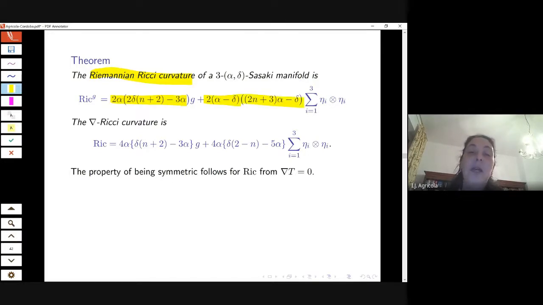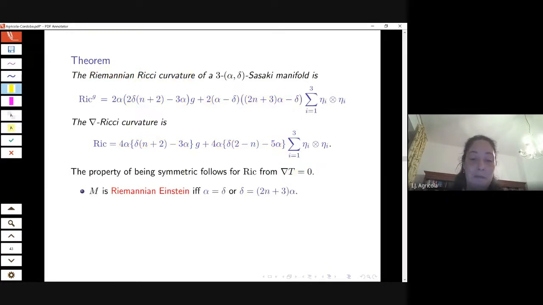And similarly, you can also compute the Nabla-Ricci curvature, and qualitatively you get the same. It's also of block structure, one constant in horizontal space, another constant in the vertical space, but the numbers are, of course, slightly different. Okay, this is actually a symmetric tensor, which is a consequence of the torsion being parallel.